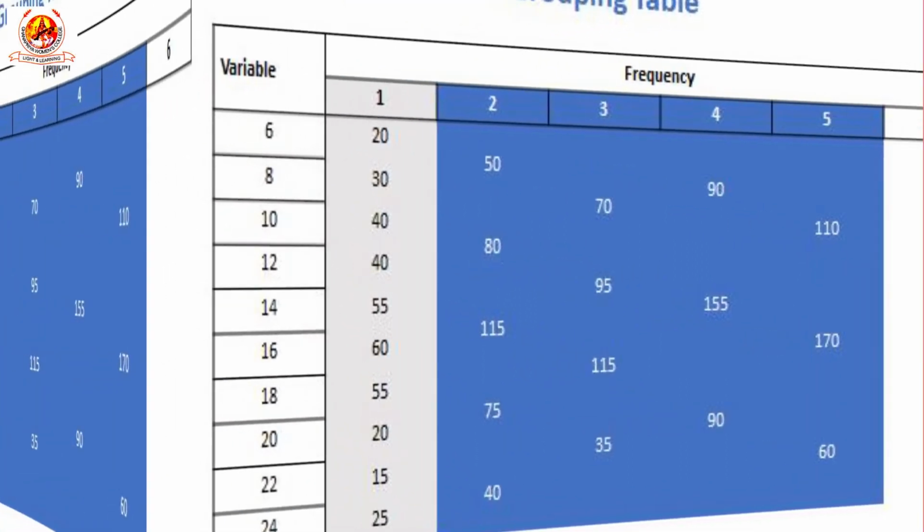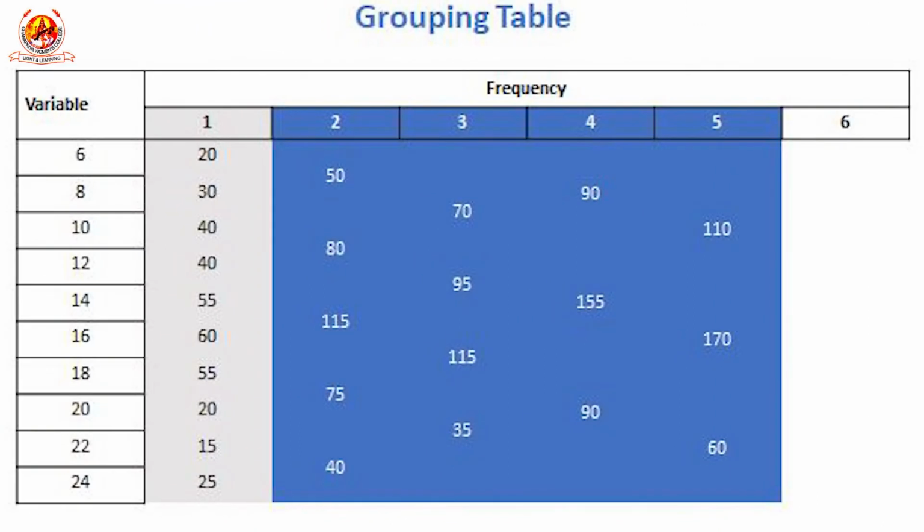Then let us come to the last column, the sixth column. In the sixth column here we will leave out 2 rows.